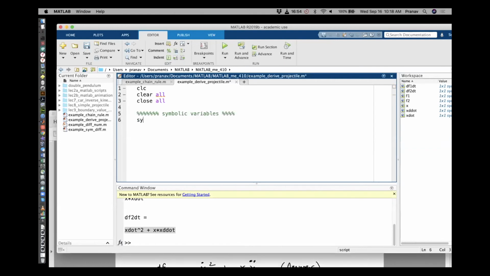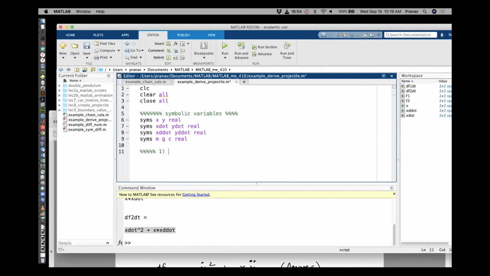And those would be the position, the velocity, and the acceleration. Okay. We also need to define the parameters of the projectile problem. So this would be the mass, gravity, drag force. Okay, now we'll do it step by step.